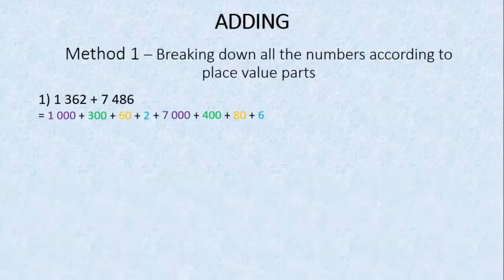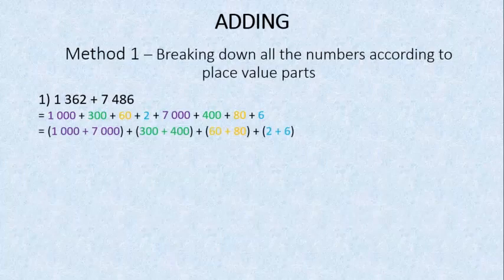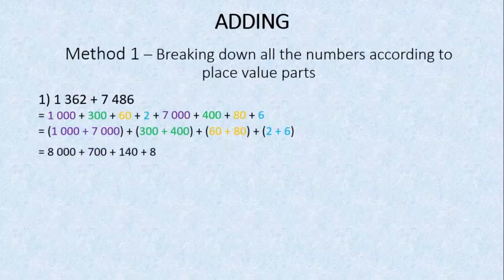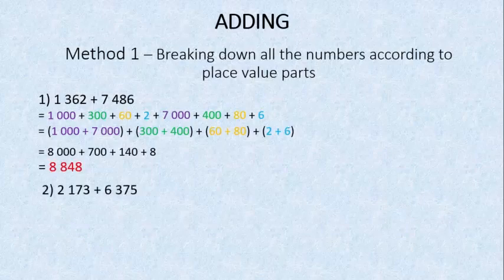Let's group each place value part. Equals 1,000 plus 7,000, plus 300 plus 400, plus 80 plus 60, plus 2 plus 6. And our answer to those groupings is 8,000 plus 700 plus 140 plus 8. And our final answer is 8,848.